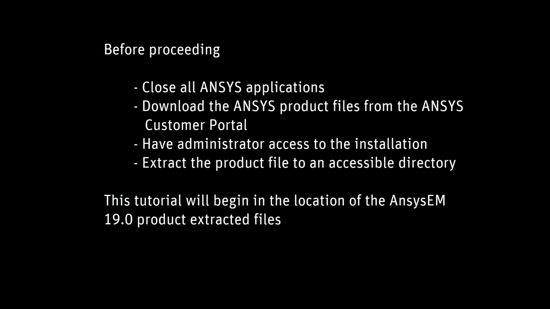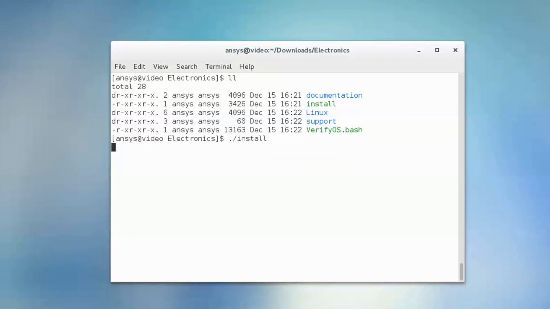Download the Ansys product files from the Ansys customer portal. Have administrator access to the installation. Extract the product file to an accessible directory. This tutorial will begin in the location of the Ansys EM 19.0 product extracted files. Run the install batch script as root user.